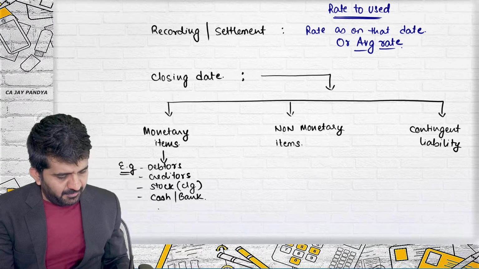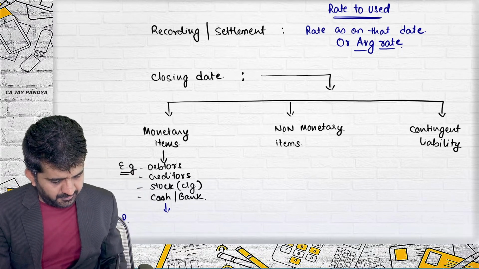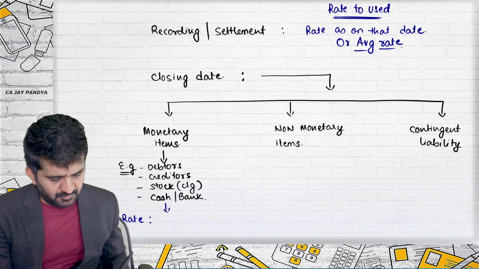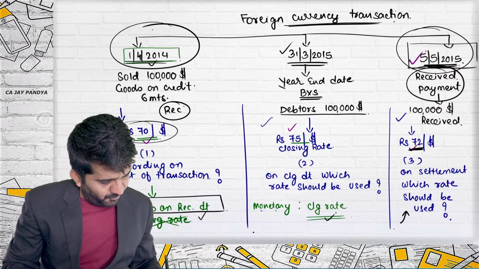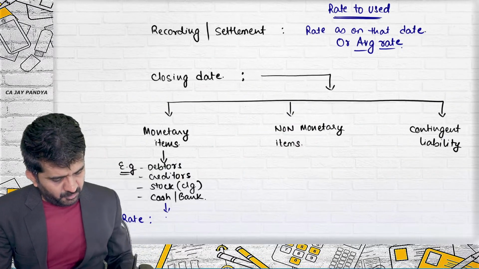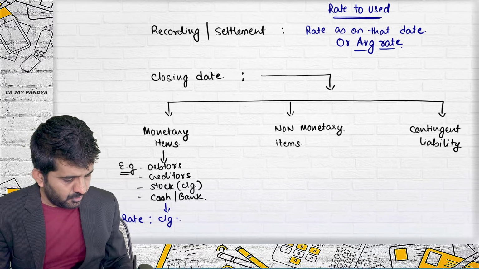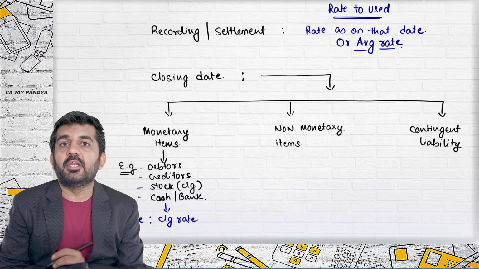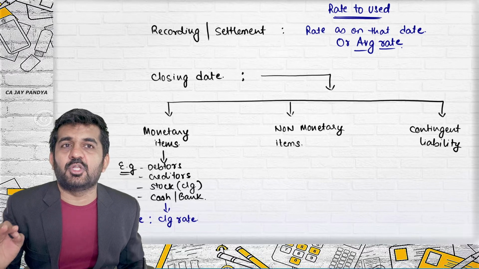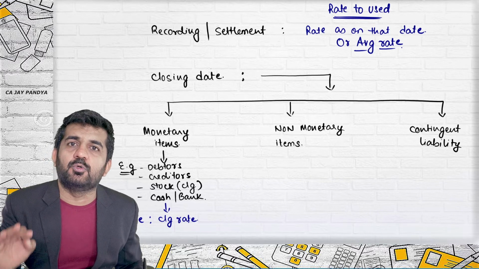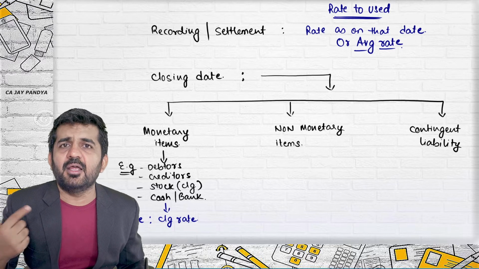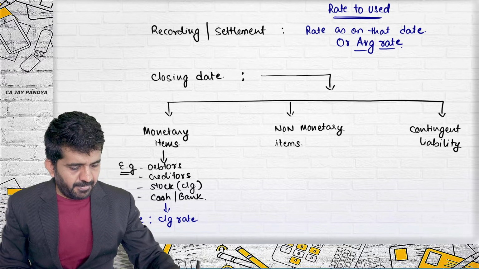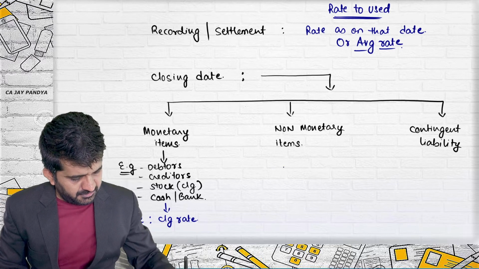Which rate will be used? Try to concentrate. We have written this: for monetary items, the closing rate should be used. So the rate as on the date of the balance sheet should be used to convert these monetary items.